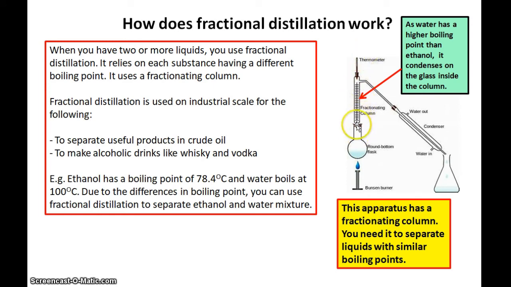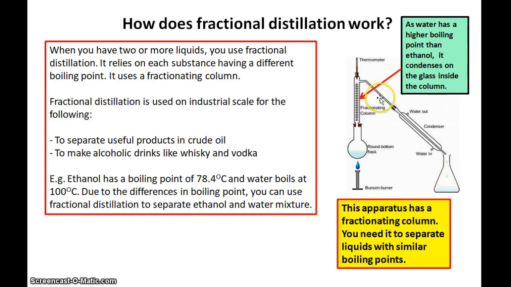But because of the distance, as the water in its gas state is moving away from the heat source, it starts to condense because the temperature here is not as high as the temperature here. It starts to condense and fall back as water, whereas the ethanol carries on in its gas form, goes through the condenser, is condensed back into liquid ethanol and is collected here.